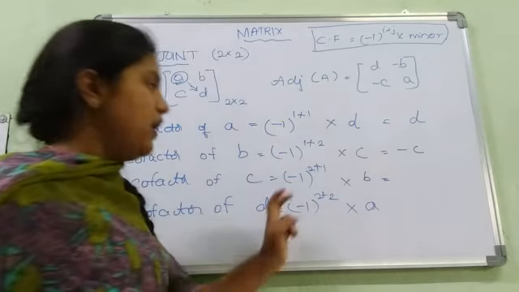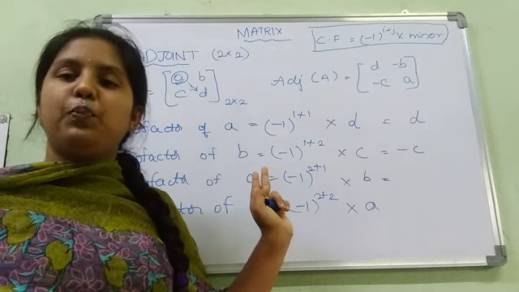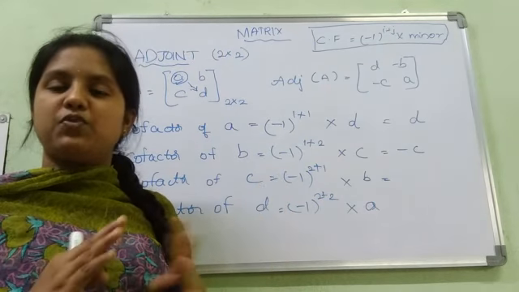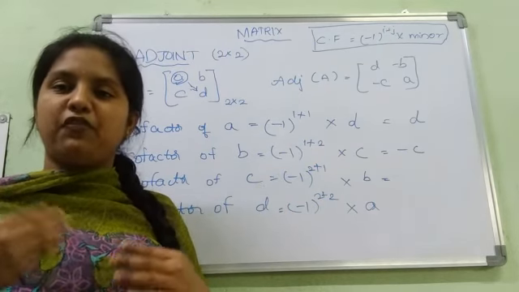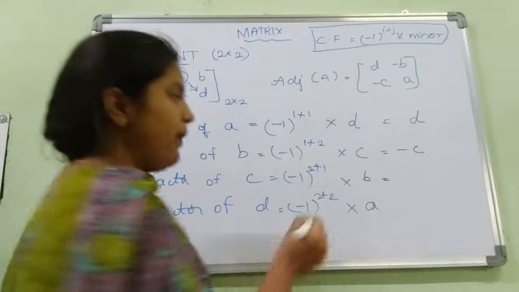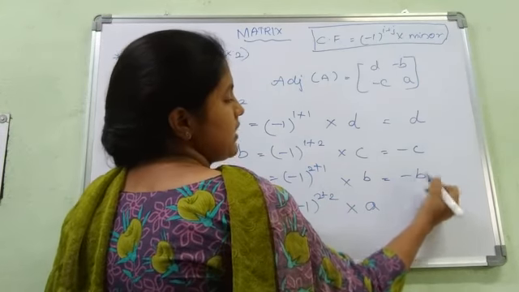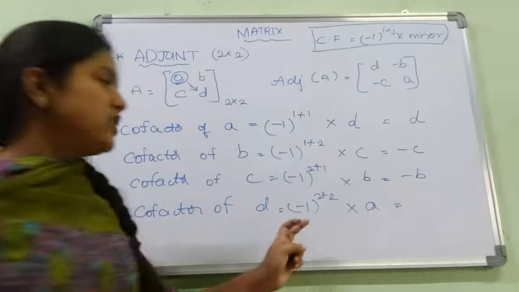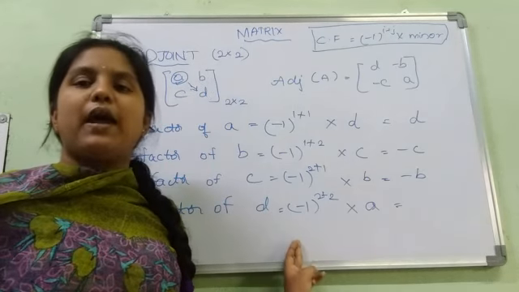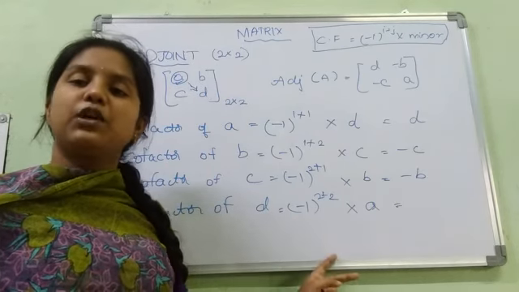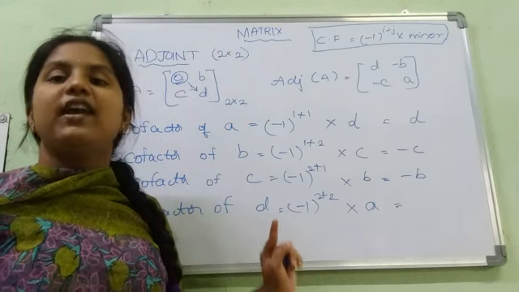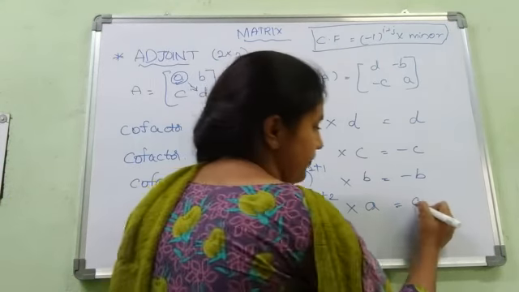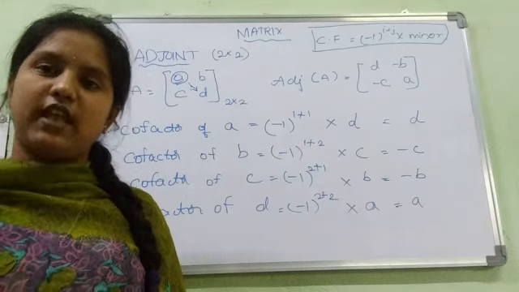Here, minus 1 to the power of 2 plus 1 into B, which is minus 1 to the power of 3. Minus 1 to the power of 3 is equal to minus 1. So, minus 1 into B, minus B. Here, minus 1 to the power of 2 plus 2, minus 1 to the power of 4 is equal to 1, into A, 1 into A. Okay? You have understood this, I think.